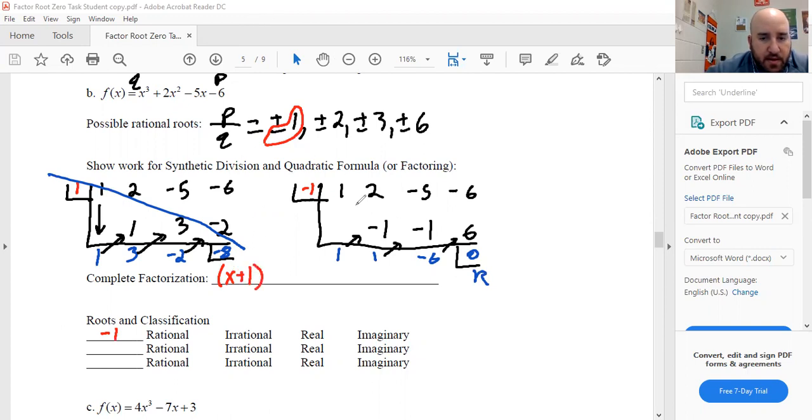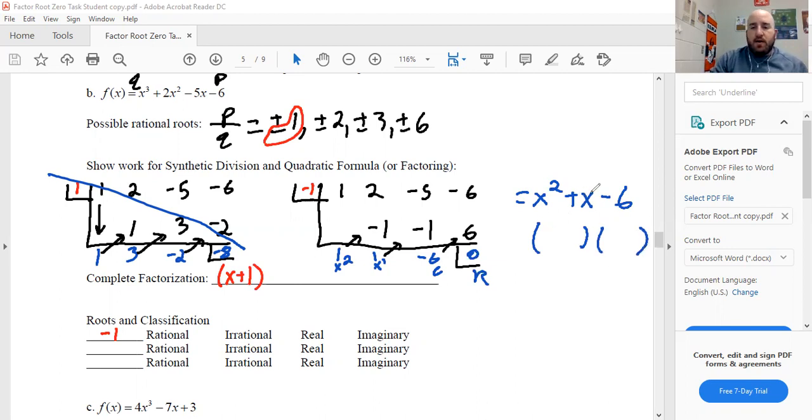Now to label these: negative 6 is my constant, 1 is my coefficient on x to the first, 1 is my coefficient on x squared. So I've got 1x squared plus 1x minus 6. I again see if I can factor this. Now we're picking up steam a little bit. What can I multiply to get 6 that adds or subtracts to give me 1? It's going to be 3 and 2. 3 times 2 is 6. 3 minus 2 is 1.